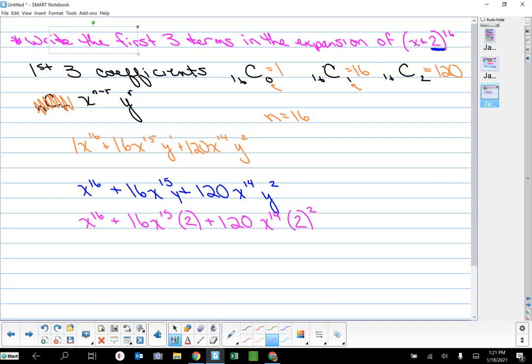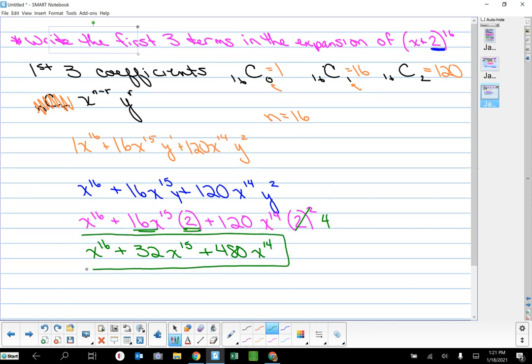So now I got to do a little bit of simplification. So x to the 16th plus 2 times 16 is 32. This is a 4. And 4 times 120 is 480. And then this is the actual answer that needs to go in. So there's lots and lots of places to make little strange problems.